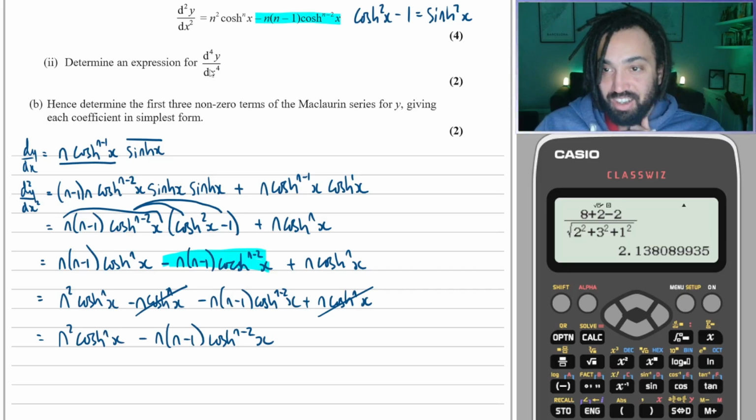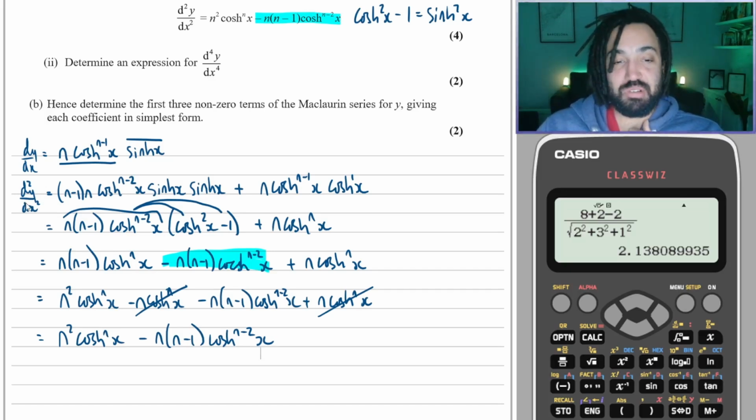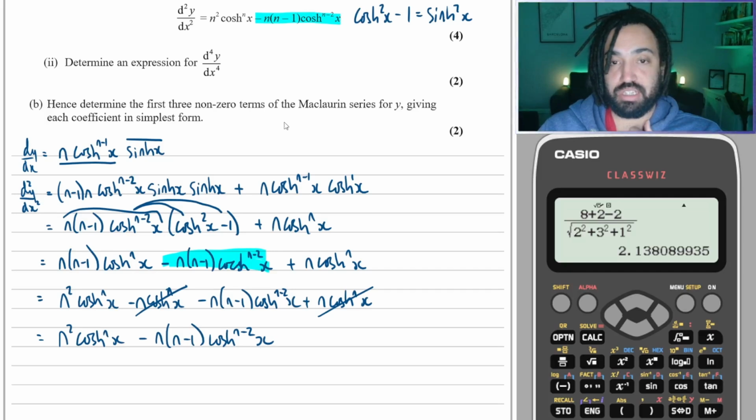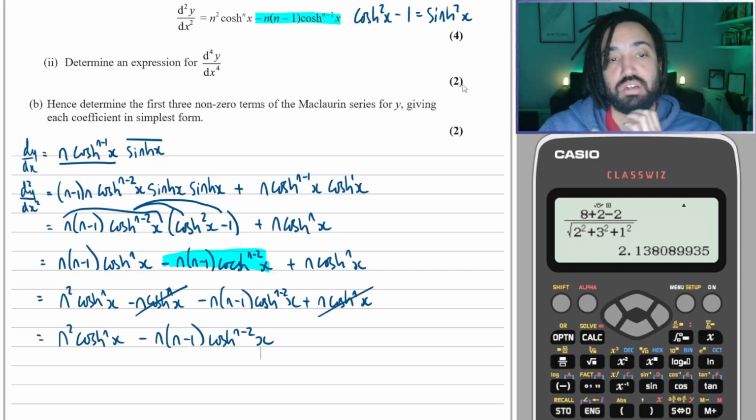Are you having a laugh? All of that was to get the second derivative, and I'm not doing that again, so we're going to have to come up with some better way of doing this, because it's only for 2 marks.